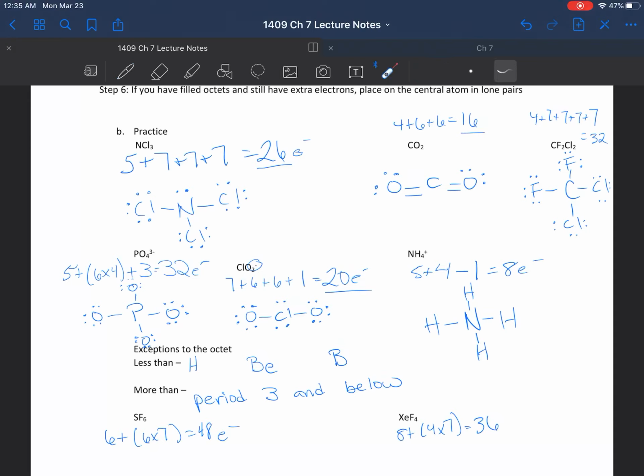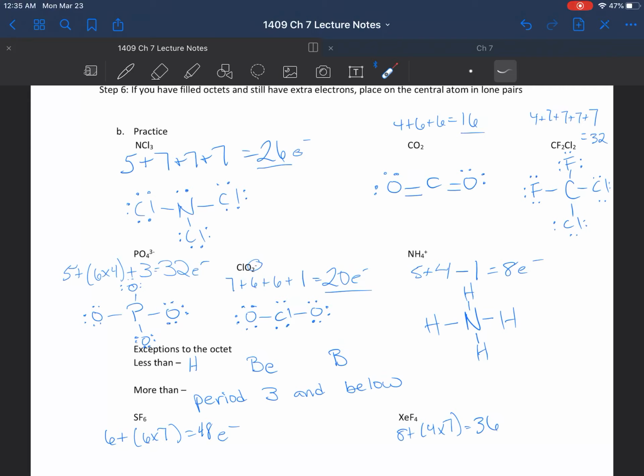Well, we've seen something similar to this. We have a complete octet around that nitrogen. We've used all 8 electrons. Hydrogen's happy with just a single bond and 2 electrons. That's a valid Lewis structure.